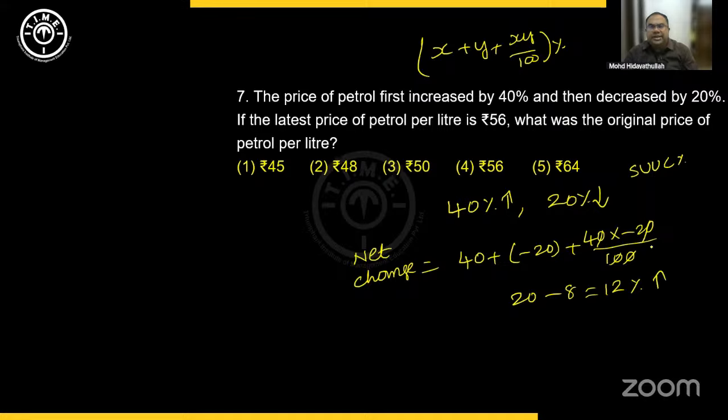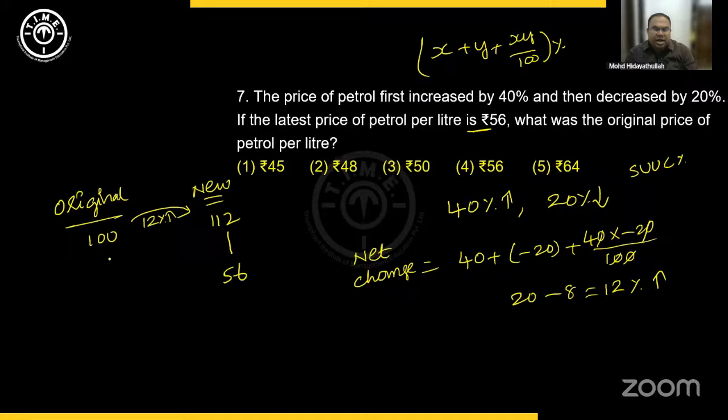12% positive means increase. That means original price 100. What will be my new price? Increased by 12%, so new price has to be 112. Latest price is 56. 112 is given as 56. How much will be the original price? This has become exactly half, so obviously this will also become half. So 50 should be my answer. 50 is present in choice 3.